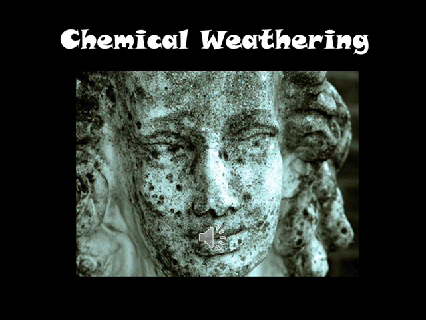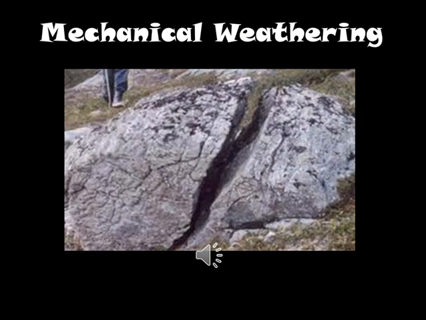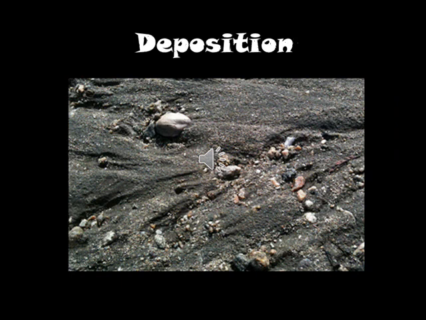And chemical weathering, the process of changing the rock's chemical makeup. And mechanical weathering, the process of changing the rock's appearance and not the chemical makeup. And deposition, the process of being deposited somewhere different than where it was originally.